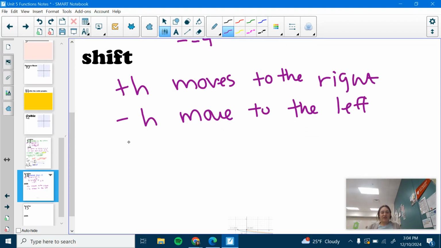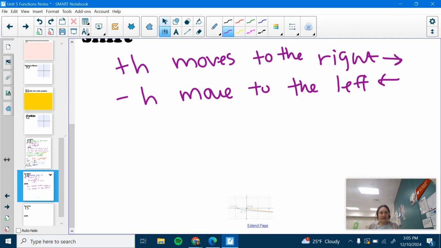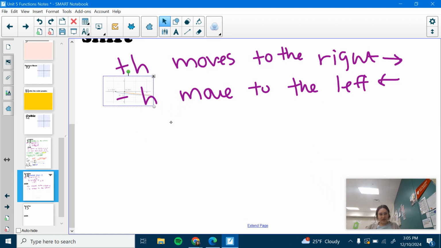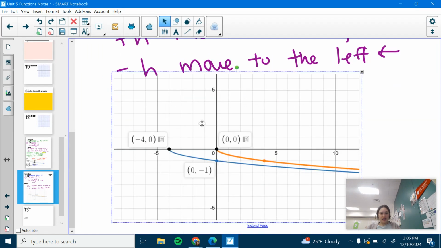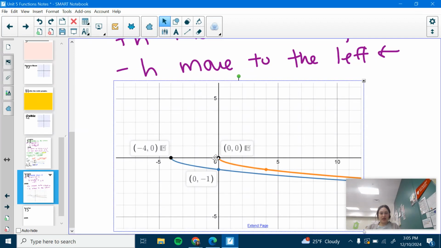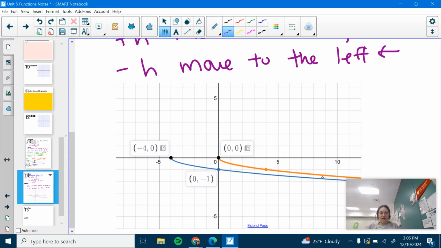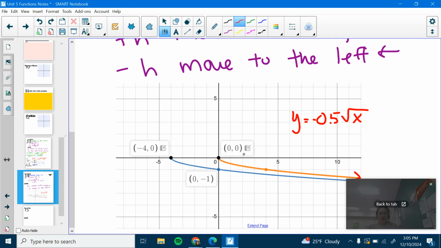Okay, so my h value shifts to the left and to the right, right? So it's a movement of our graph. If I look at my example now, the example we were looking at before, this is the same exact graph, except for this time, I have changed my value so that now my orange graph is the graph we created. So our orange graph is our y is equal to negative 0.5 square root of x. Okay, that describes our orange graph.